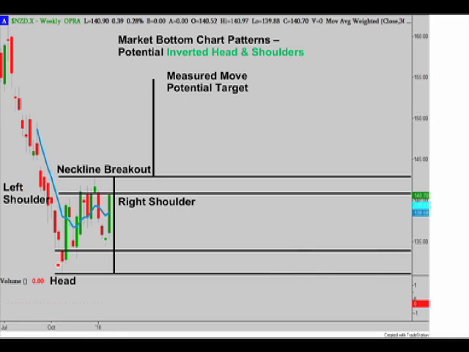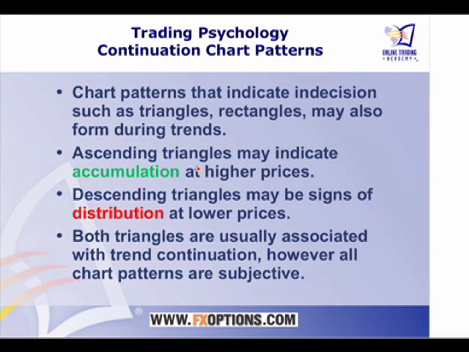Now, when I look at this one, I can make the case for what we call the inverted head and shoulders. And the reason is because we have a little basing for a left shoulder. We have a lower area, which becomes our head. And then we begin to base again near where the left shoulder was, which forms the right shoulder. At this point, if you measure from the bottom of the head to where the neckline is, where the breakout happens, you can project your potential target. And this is the textbook way to trade an inverted head and shoulders.